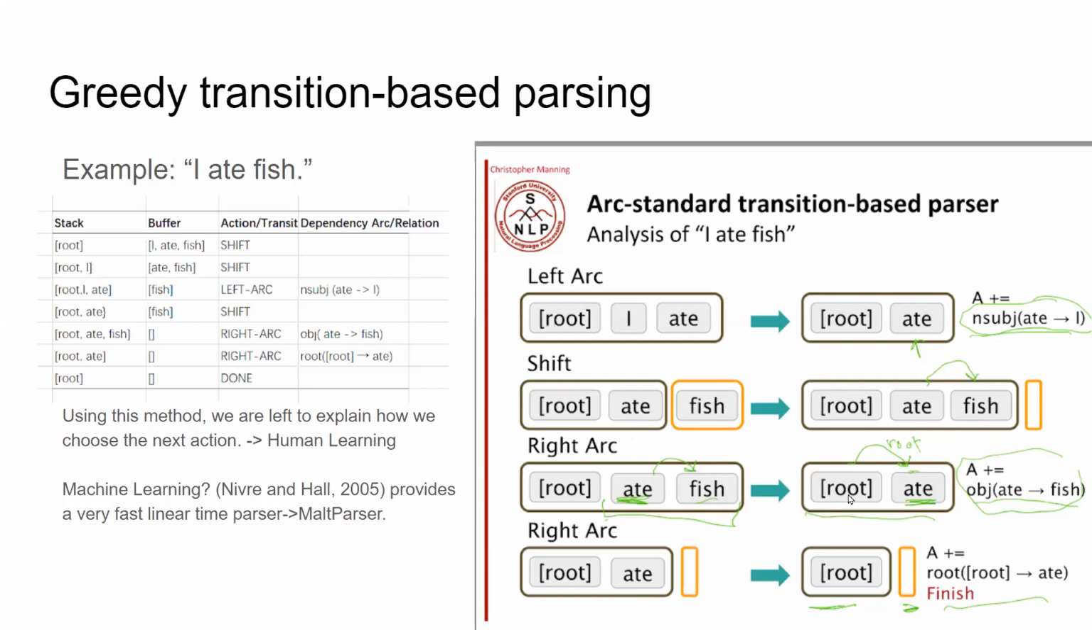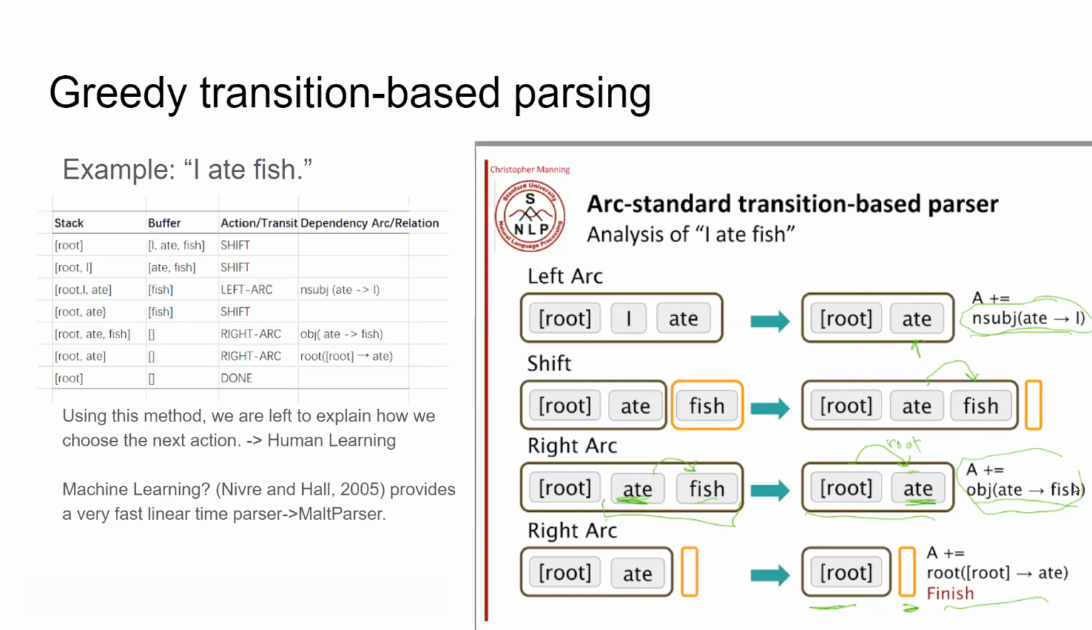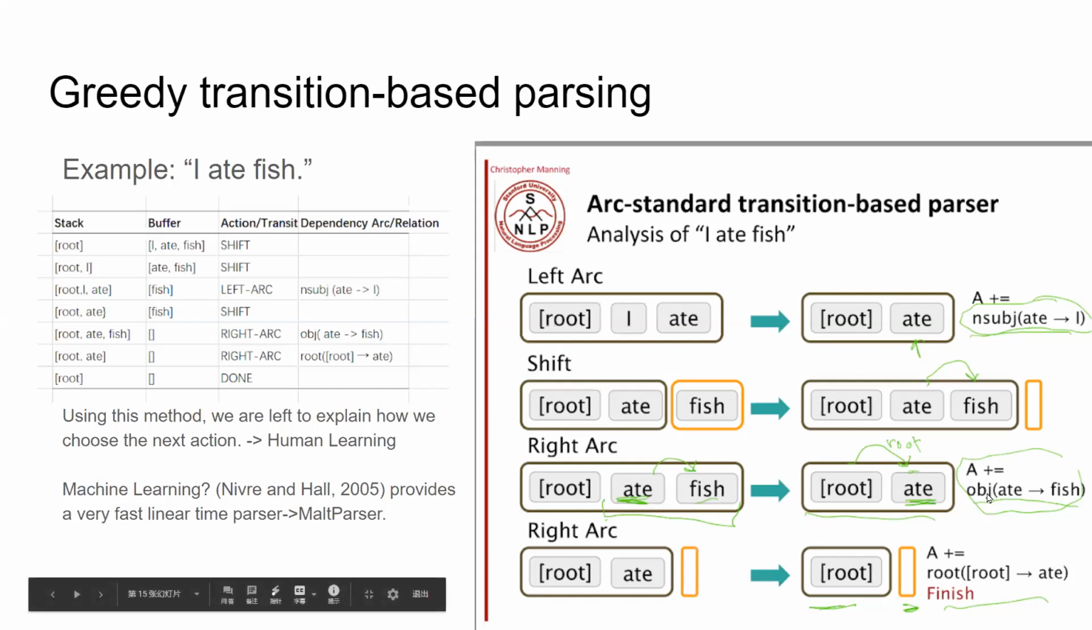And now the stack has only root and 8. And the relation, or the dependency arc we add to the set of dependency arcs is fish is an objective noun of 8, and 8 is the governor, fish is the dependent. So after we do this, the buffer is empty. And looking at the empty buffer, we know that we are close to the end of our parsing, right?